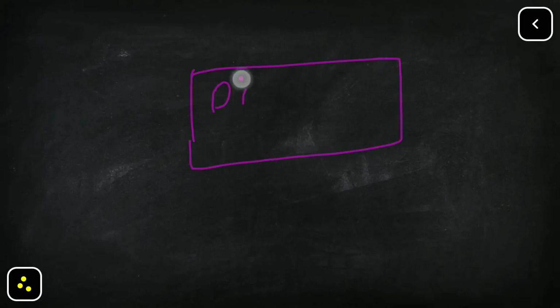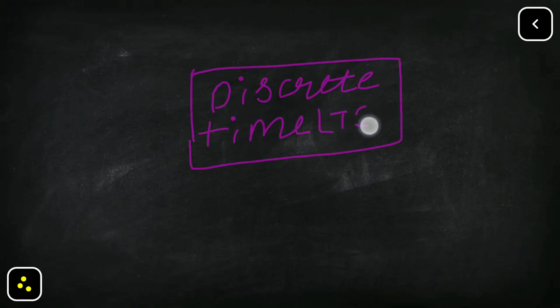So now let us start with the derivation of the Z transform. For that, let me consider some initial inputs, right? First I consider my discrete time LTI system. I consider this as my discrete time LTI system. It is a discrete time LTI system, right?